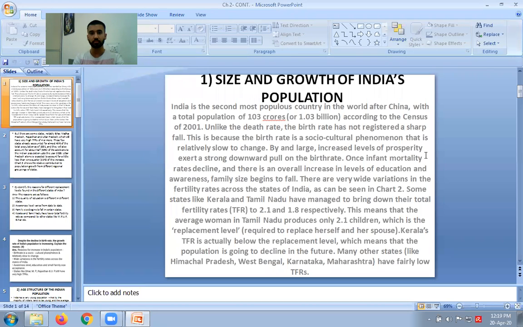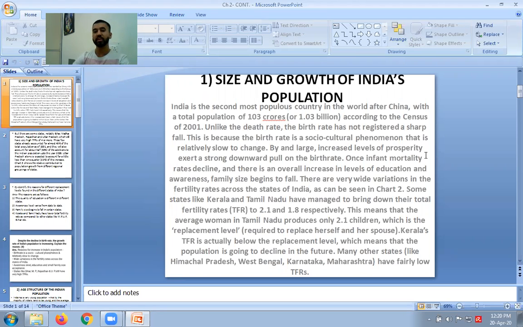Means people still prefer a male child, right? They neglect the girl child, which is a very bad thing. So it's important to understand that the socio-cultural phenomenon is responsible for this birth rate, because people don't want to change their mindset. They are still giving more preference to a boy baby. And this is what is actually happening in our country. So this is one of the reasons why the birth rate has not declined.